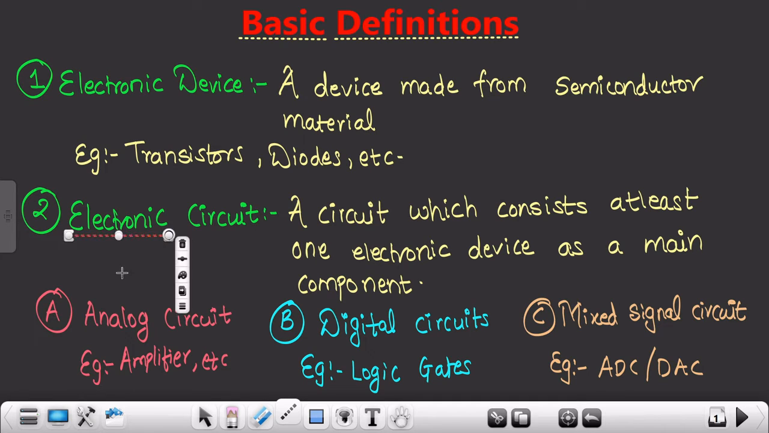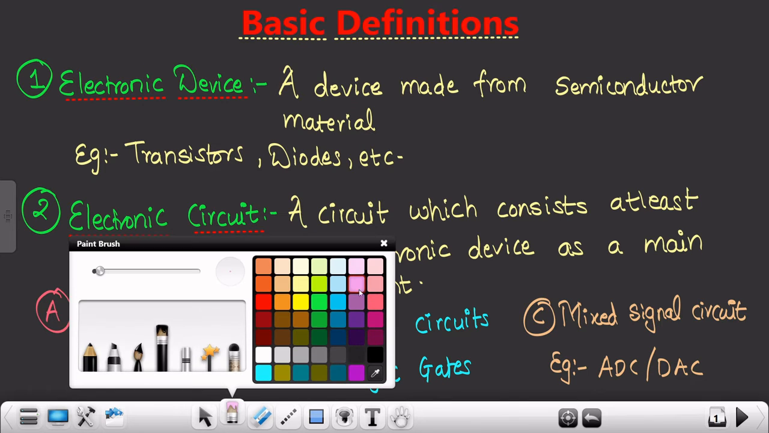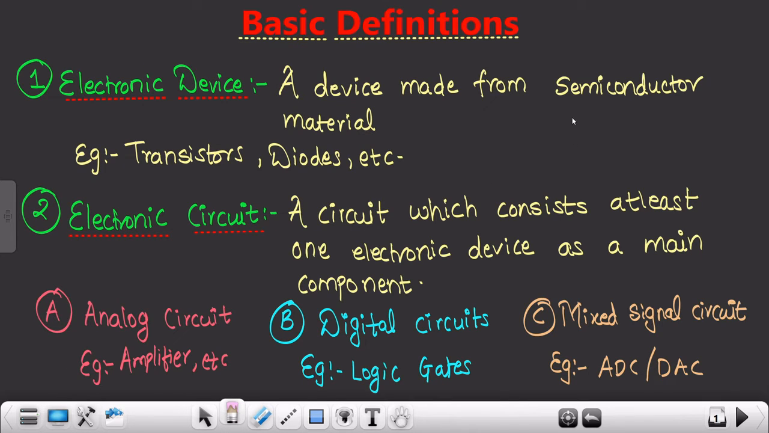Okay, so this was your second definition, electronic circuit. This was your first definition, electronic device. Again, we'll quickly revise what we had studied. An electronic device is any device which is made from a semiconductor material. Semiconductor material is nothing but p or n type material. When we fuse them together, a diode is formed.